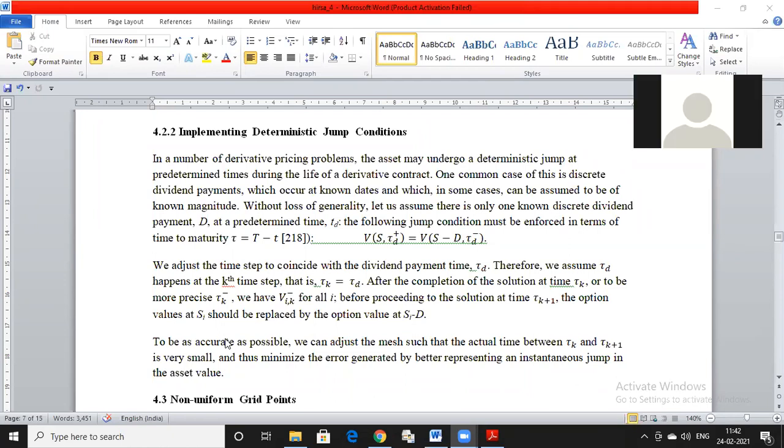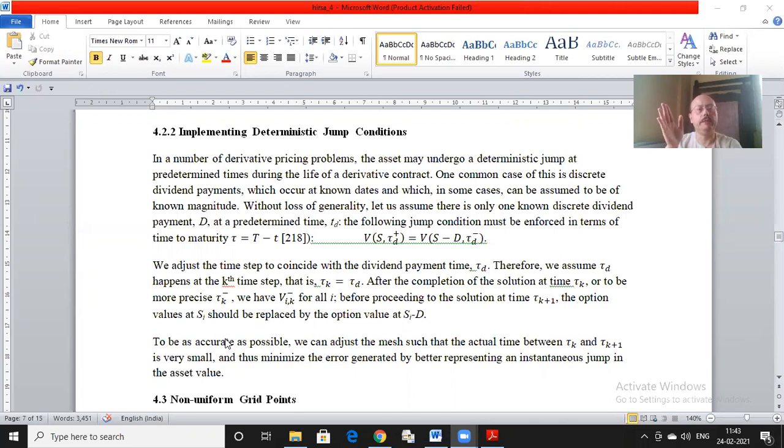Can you repeat the argument? So we said that during the lifetime, there is only one dividend. So the only adjustment to be made is at TD. This is without loss of generality, because if we can handle one, then we can handle any finite number. That is not a big deal. To understand the concept, let us assume there is only one dividend at TD, and I have adjusted my grid so that on the grid, time step tau K is equal to tau D.